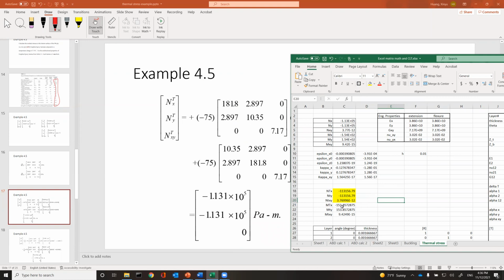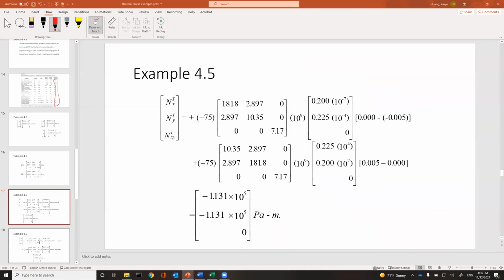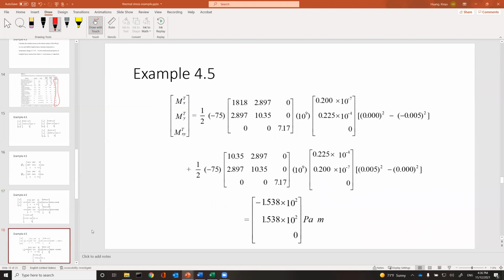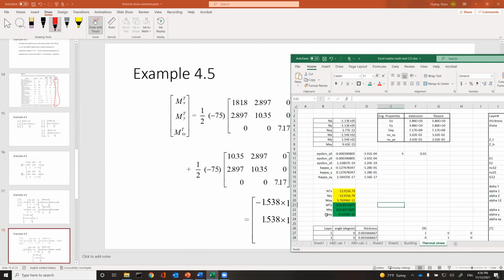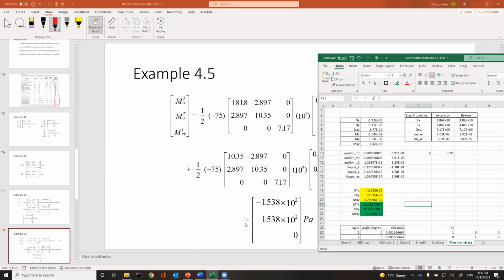All right. This is the bending. Bending is this one. Once you sum that up, it's 1.53 times 10 to the 2 right here.